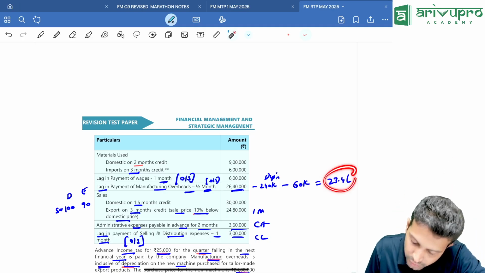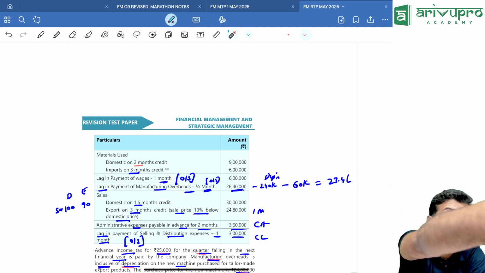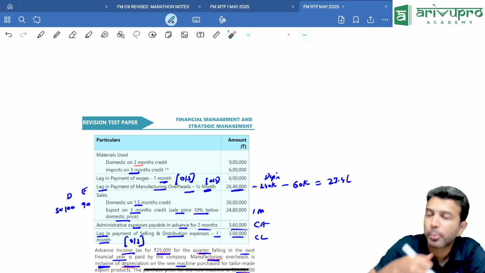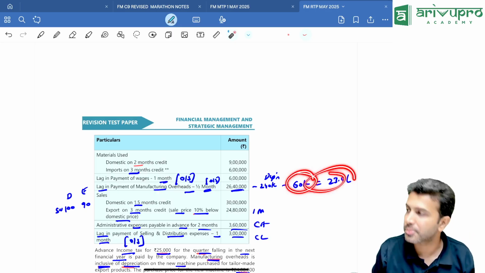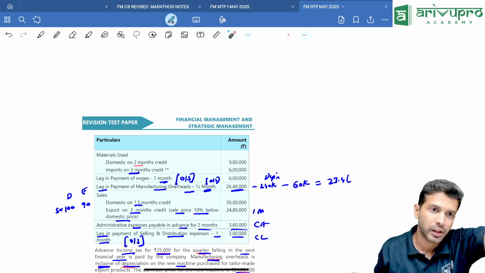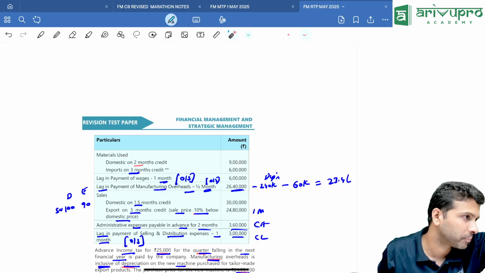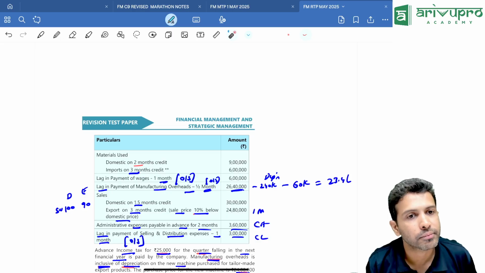Subsidy we already accounted. We reduced it from the manufacturing overhead. Why? Because this was relating to machinery. This was relating to machinery. And to produce the goods, I need machinery. I mean, this 60,000 subsidy becomes your indirect cost or your direct? It's a direct cost or a direct gain? Direct gain. Hence, I've reduced it from overhead itself. Done now.